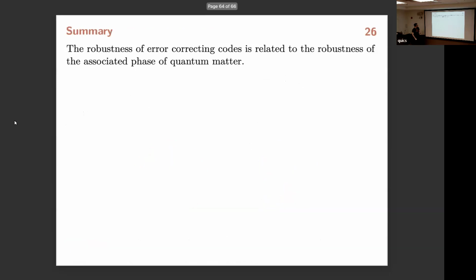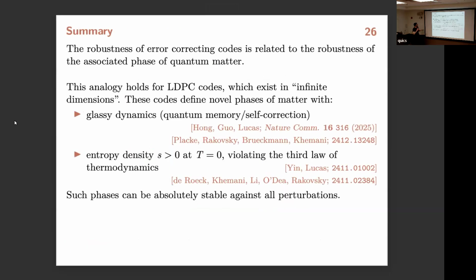Okay, let me just stop here. So we've seen that there's a relationship between certain robustness features of classical and quantum codes and the robustness of corresponding phases of matter. And this analogy holds for these LDPC codes in infinite dimensions, which define very interesting phases of matter with this non-zero entropy density that I talked about here. These also turn out to have glassy dynamics, quantum self-correction, et cetera.